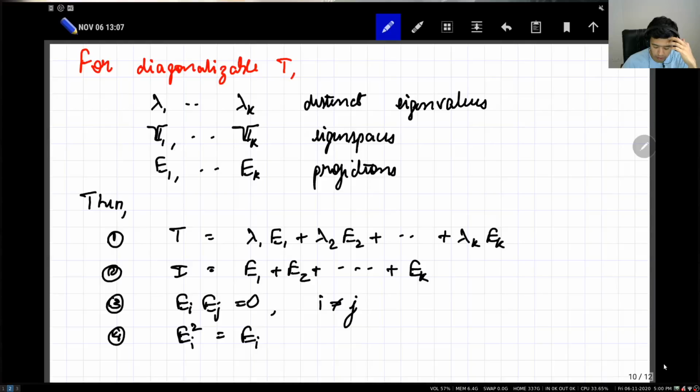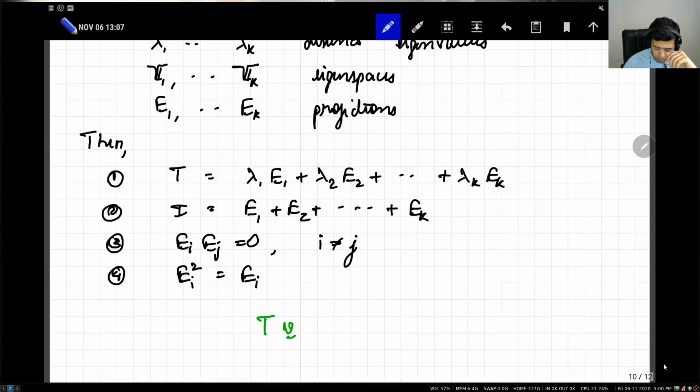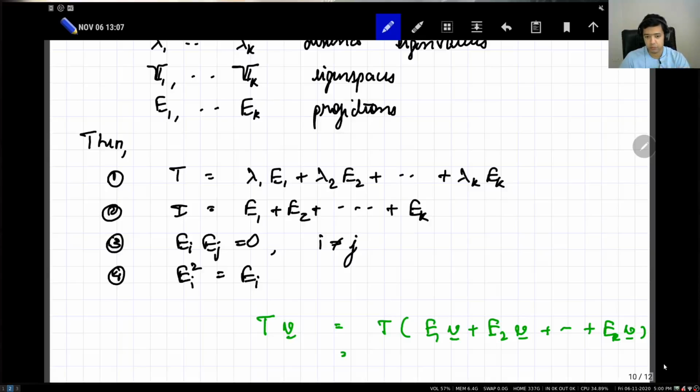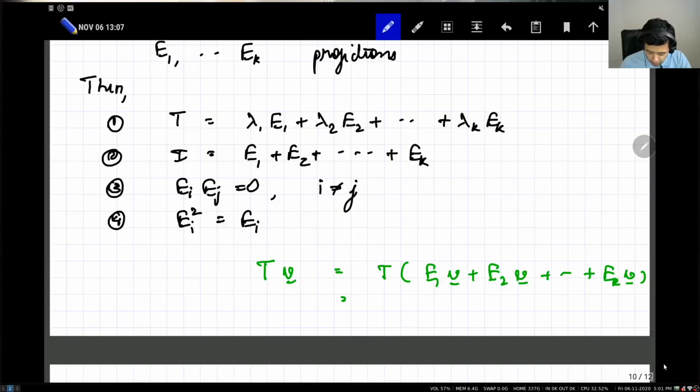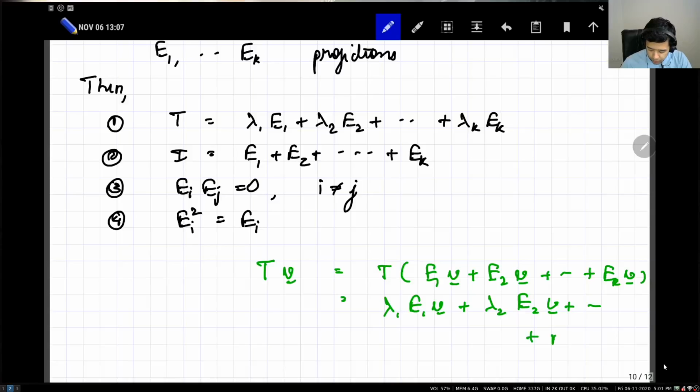So firstly, T can be written as lambda 1 E1 plus lambda 2 E2 plus all the way up to lambda k Ek, because if you look at any vector V, then T times V can be written as T times E1V plus E2V and so on up to EkV. But EiV lies in the ith eigenspace, and therefore T times EiV equals lambda i times EiV. So this is lambda 1 times E1V plus lambda 2 times E2V and so on, up to lambda k times EkV, right?